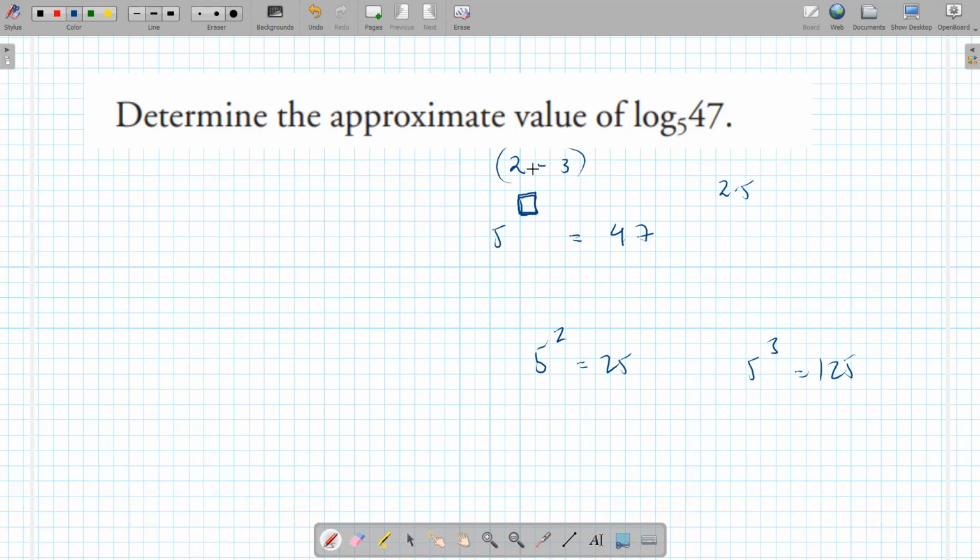So the answer to this is asking us for an approximate. I would say it's going to be 2.25. It's a number between 2 and 3, but that number is closer to 2 than it is to 3. So, 2.25. Kind of make sense?